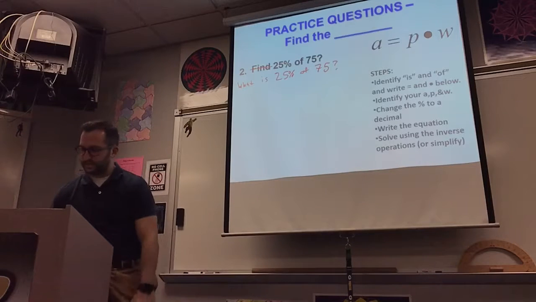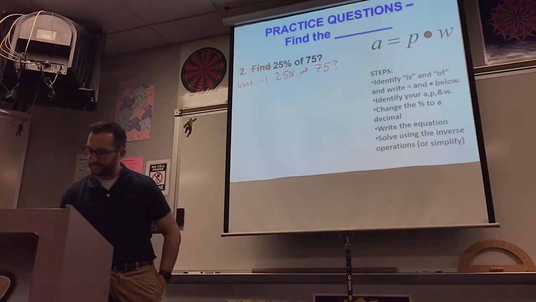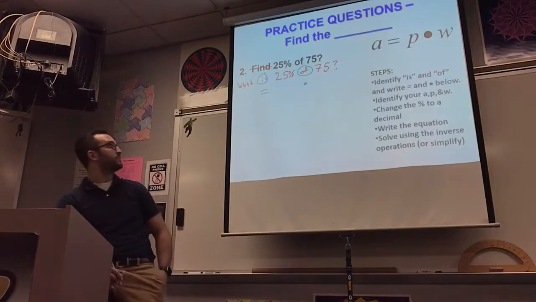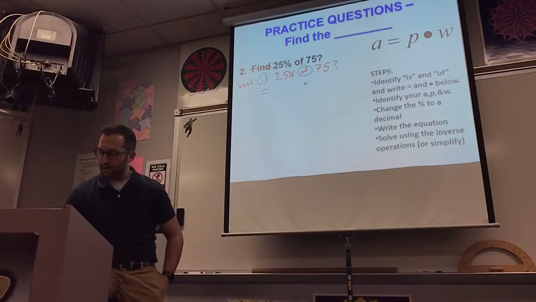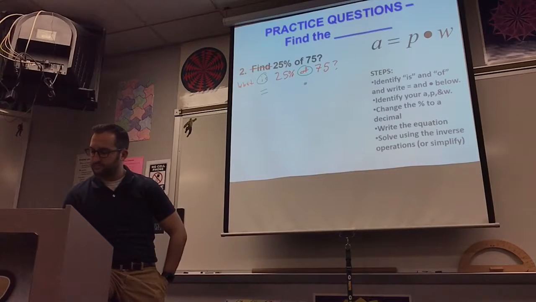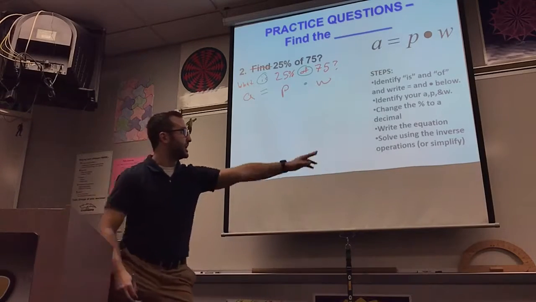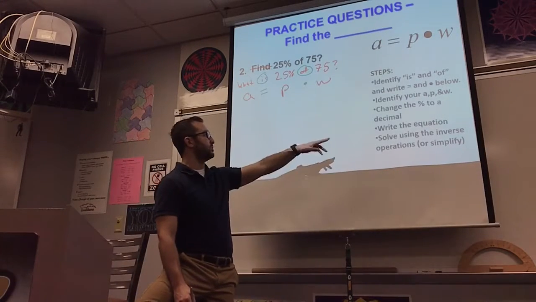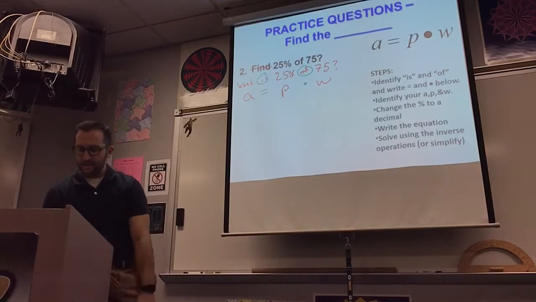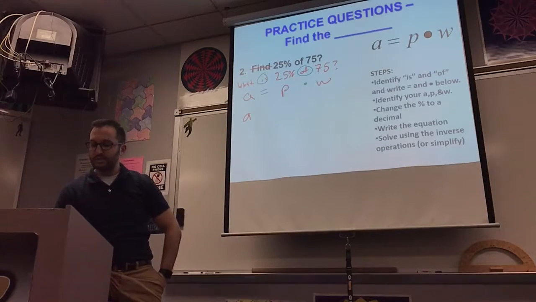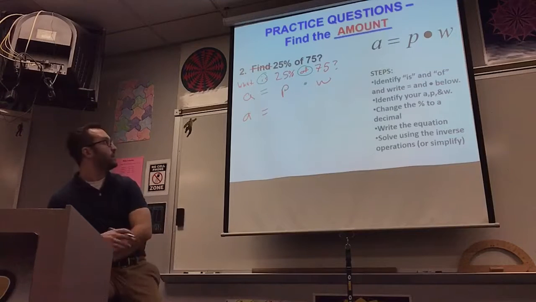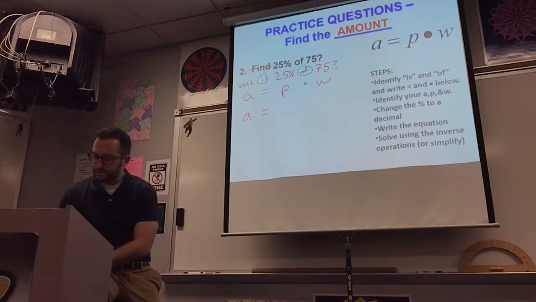So here let's identify our "is" and our "of." Here's our "is," there's our "of." "Is" equals, "of" is times. And now, is this going to be a pow or a pow-a? It's going to be a pow. Now let's replace what we need. We want to change the percent to a decimal and write the equation. So we've got A, which means we're finding the amount. 0.25 times 75.